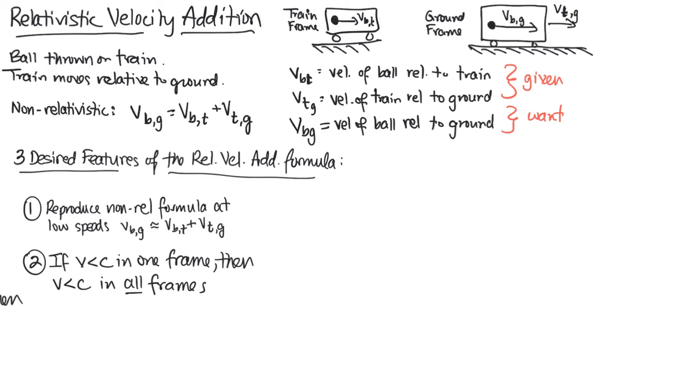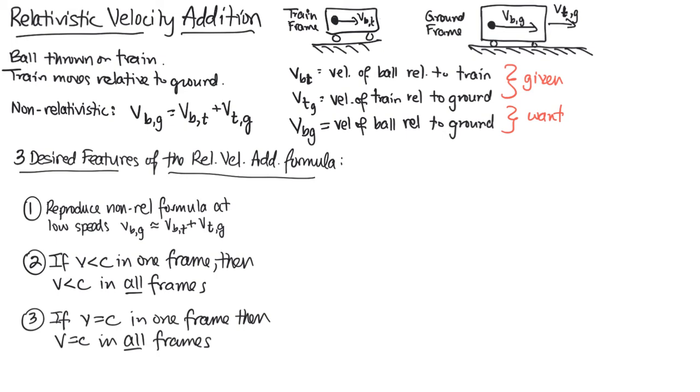On a similar note, if we have an object moving at the speed of light in one frame, then that object must move at the speed of light in all frames. In other words, imagine a photon. If you're in a frame of reference, you see the photon moving at the speed of light. If you change frames of reference, we know by postulate 2 of relativity that the speed of that photon is still the speed of light. So if you're moving at the speed of light, then a frame transformation should not change your speed. Okay, those are our three desired features of the relativistic velocity addition formula.